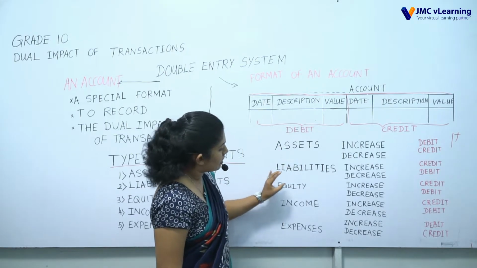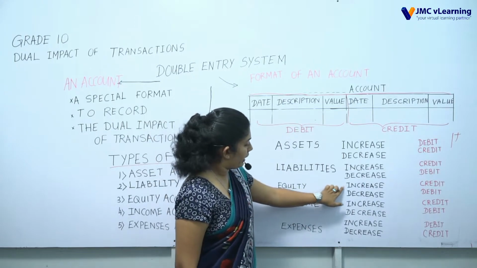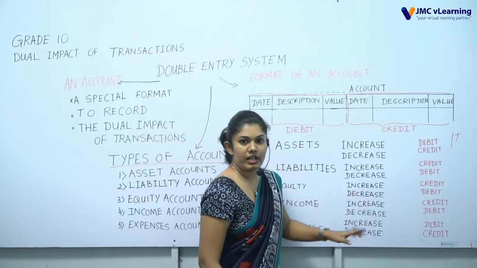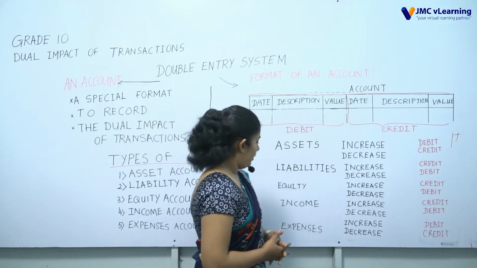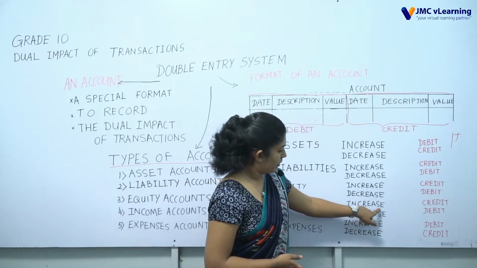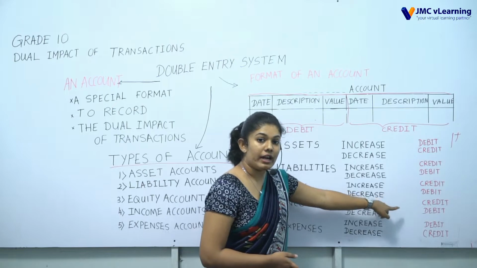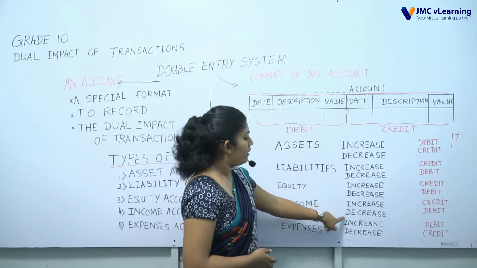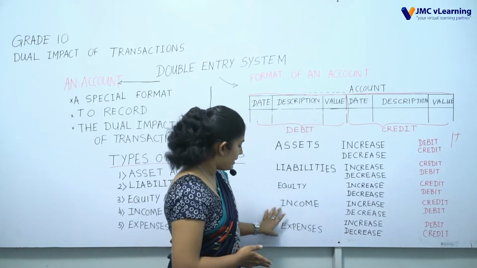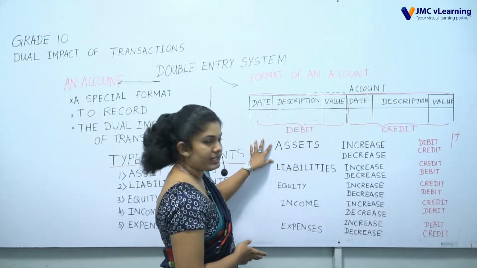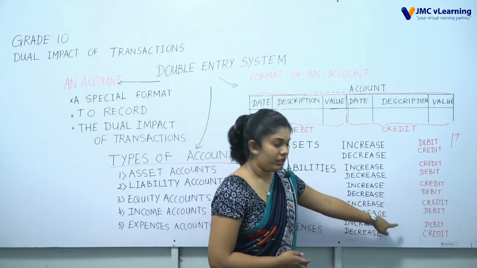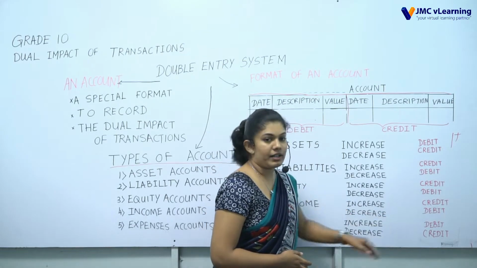Equity. Equity is similar with liabilities. When equity increases, we record credit side. Decreases, debit side. Then income. When income increases, we record it in credit side. And when income decreases, we record it debit side. Expenses is similar with assets. When increase, it is debited. When decrease, it is credited.